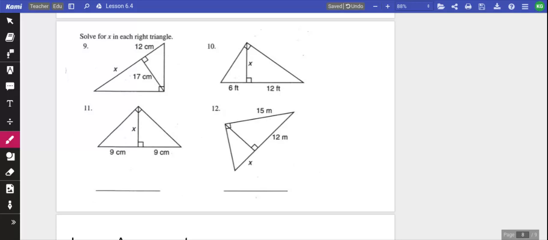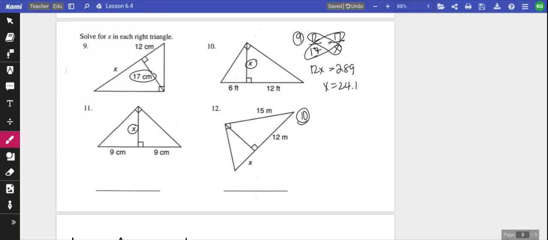All right, solve for X in each right triangle. In this one, it gives us an altitude length, so we know that we're doing the geometric mean in all three of these. So for number 9, I'll do part 1, which is 12, over the altitude, which is 17, equal to the altitude, which is 17, over X. 12 times X is 12X. 17 times 17 is 289. Divide each side by 12, and I get X to be 24.1.